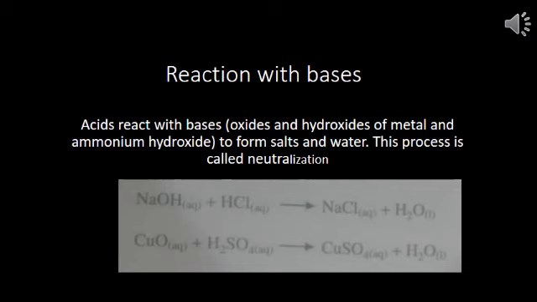As you can see in this reaction below, sodium hydroxide when reacting with HCl, that is an acid, will produce a salt which is called common salt, sodium chloride, along with water.